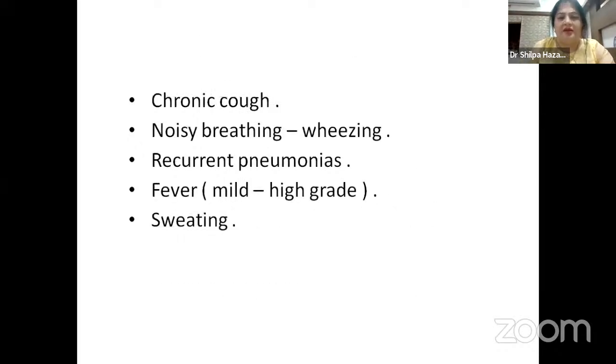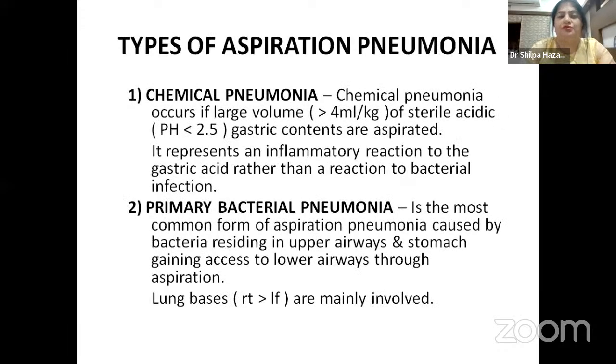And I think these are more of a symptom only. So basically, what are the types of aspiration pneumonia? The most common is that after a child has aspirated, they will develop chemical pneumonia. Chemical pneumonia basically occurs if there is a large volume, more than 4 ml per kg of sterile acidic content going into the airways and lung. Then only will it cause chemical pneumonia, and that represents an inflammatory reaction to gastric acid rather than a bacterial infection.